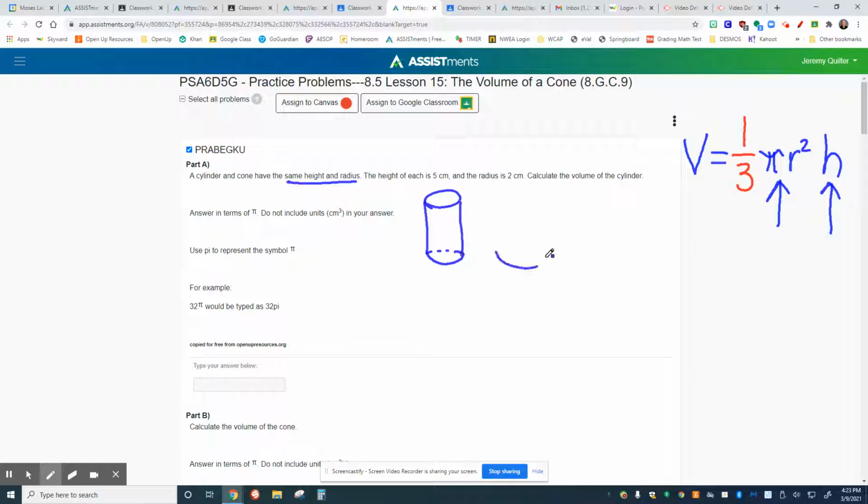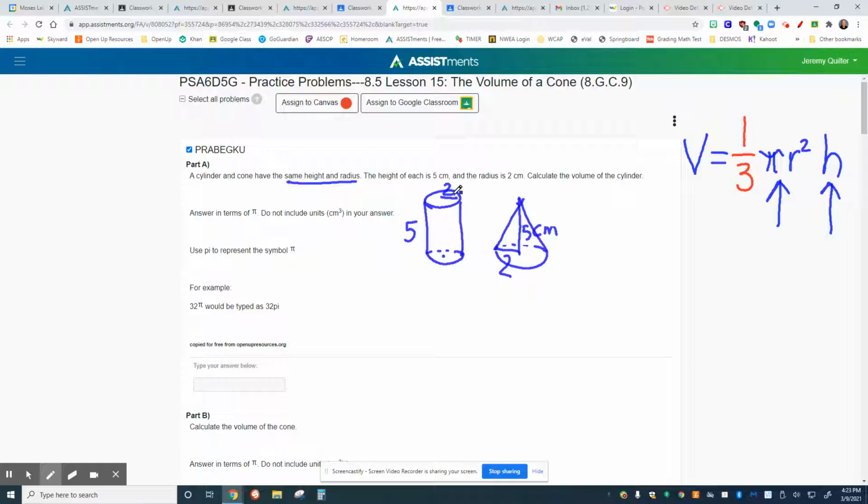So that means that I have a cylinder and a cone where we see that height and radius are equal. The height is 5 centimeters. So this height here is 5 centimeters, and the radius is 2 centimeters. So we need to calculate the volume of the cylinder first.